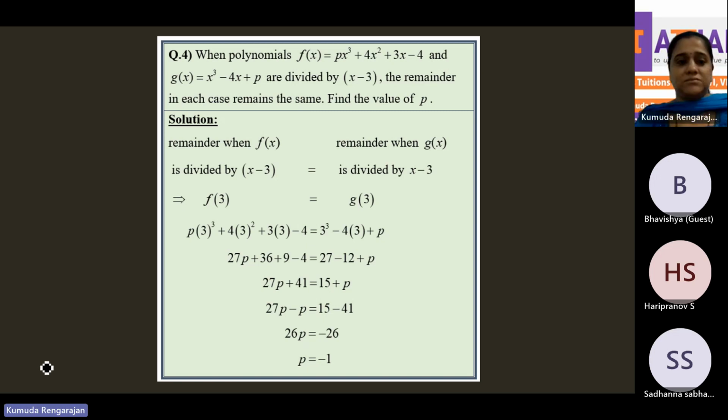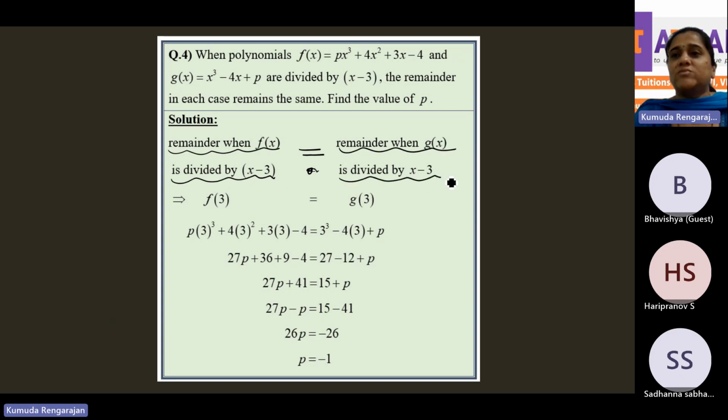Is that fine? So see here, the remainder when f of x is divided by x minus 3 is equal to the remainder when g of x is divided by x minus 3. I can't put the equal to in the middle, so it will always come here.